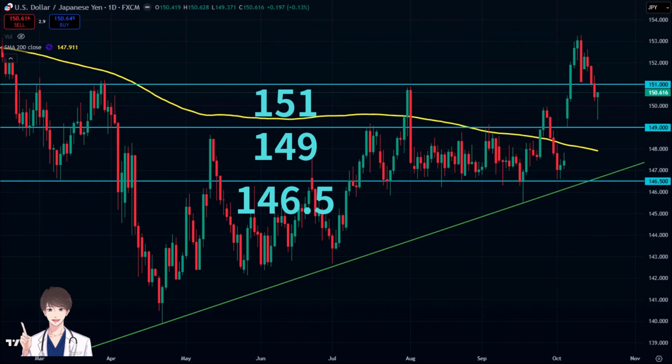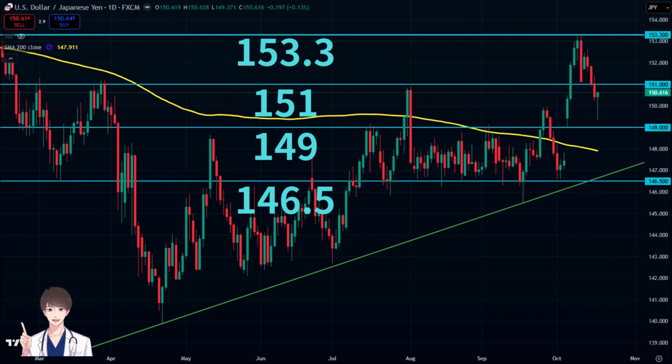On the upside, price is now trading above the yellow 200 SMA. However, since the 200 SMA is still sloping downward, it may take more time for a strong uptrend to develop. If price breaks clearly above the recent high near 153.3, that would confirm a bullish continuation, with the next potential target around 154.5, where the descending trend line from the weekly chart intersects.